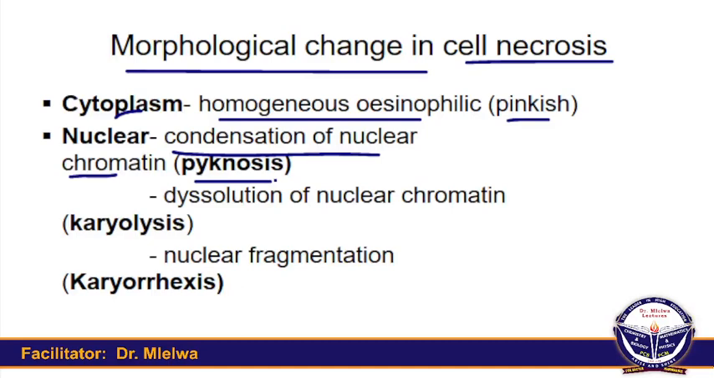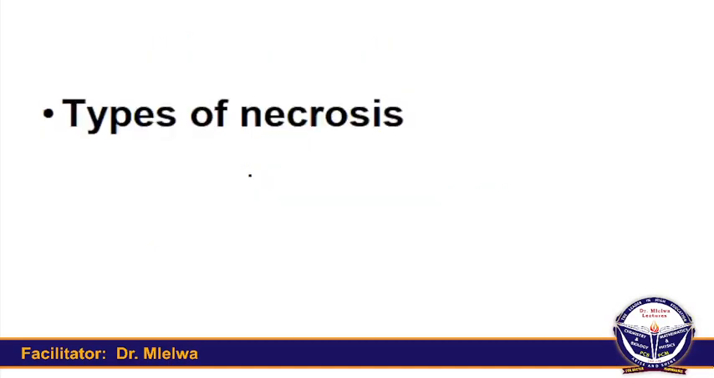Pyknosis ni condensation of nuclear chromatin. Halafu kuna dissolution of nuclear chromatin, inadissolve, that is karyolysis. Lakini pia tuna nuclear fragmentation ambayo ni karyorrhexis. Hivi vitu vyote vinatokea katika necrosis. Now let's see the types of necrosis.